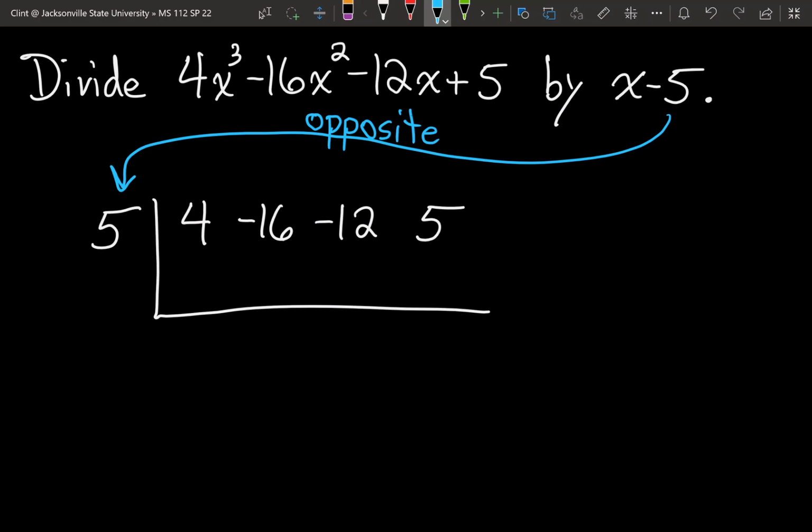So, questions on getting that set up so far? Okay, so from here, it's just a little bit of arithmetic. The first number on the inside, the 4, we're going to bring it down to the bottom.